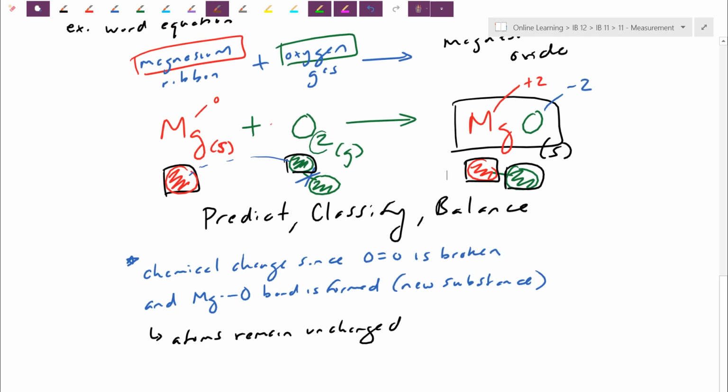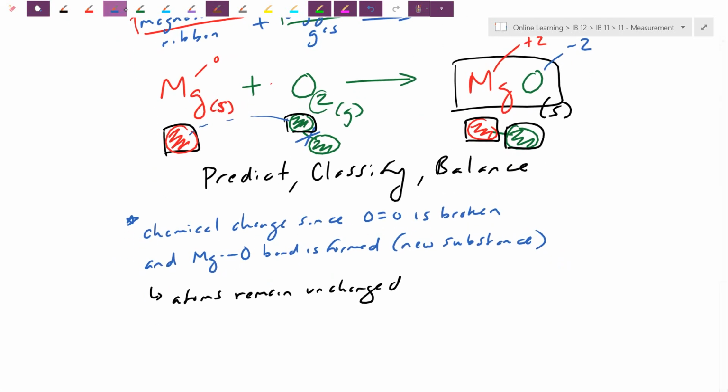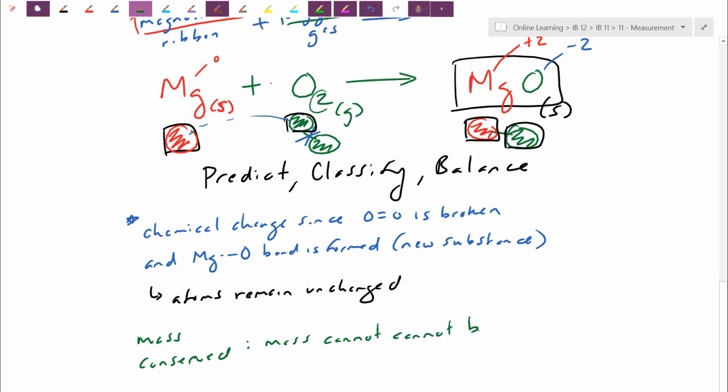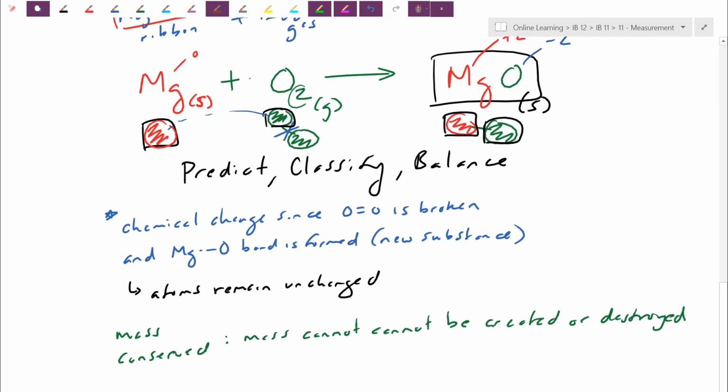In science, we have a law called conservation of mass. Let me just write it down for you here. So mass conservation or conservation of mass. When we say in science something is conserved, we say mass cannot be created or destroyed. Whatever amount of material I had to work with before and after has to stay the same. So mass cannot be created or destroyed.